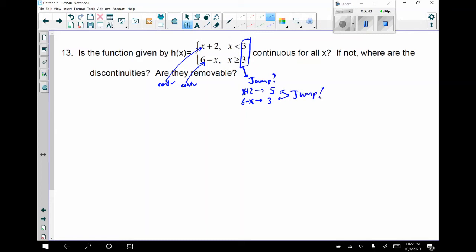Remember, removable in this case would be if these came out the same, that means they're trying to connect. But to be removable, you can't have an equal sign on this. So if the numbers are different, it's a jump. If they're the same, then check if the actual point exists. So this one is a jump discontinuity at x equals 3, is all it is. But it's okay if there's more than one. Sometimes we find these with more than one. If there's no discontinuities, you can just say it is continuous.